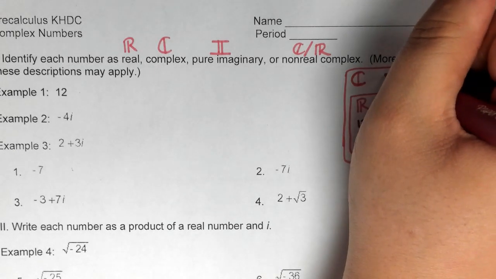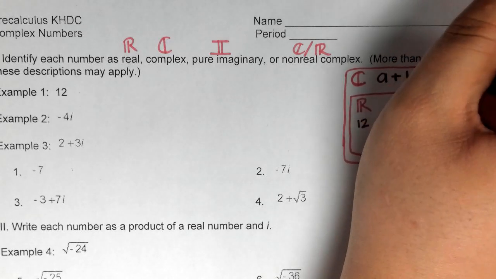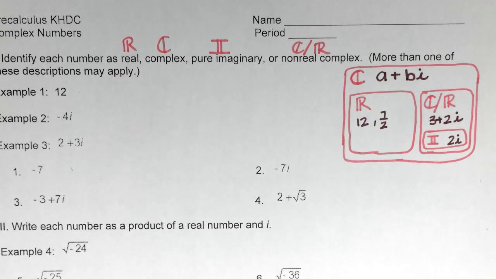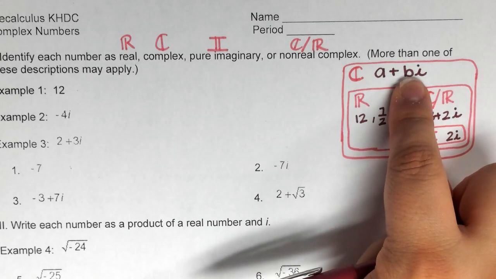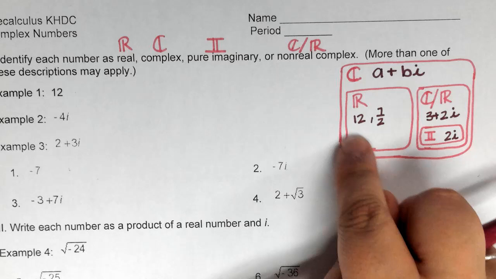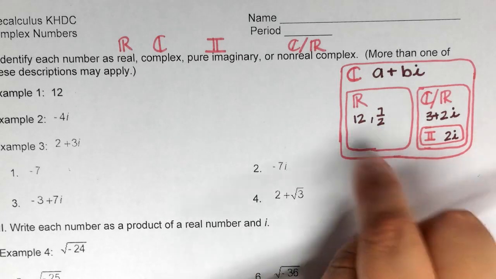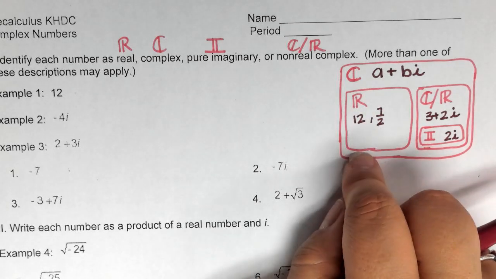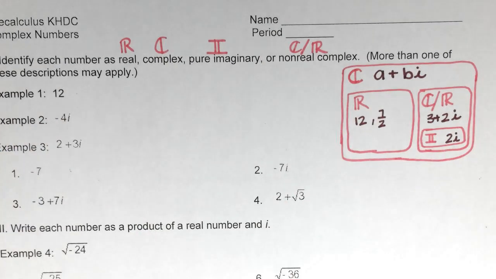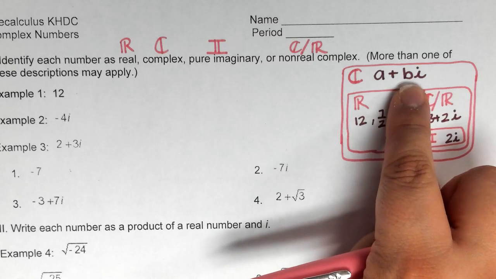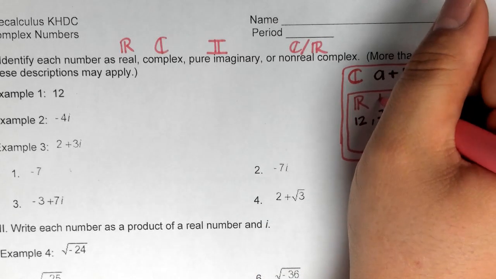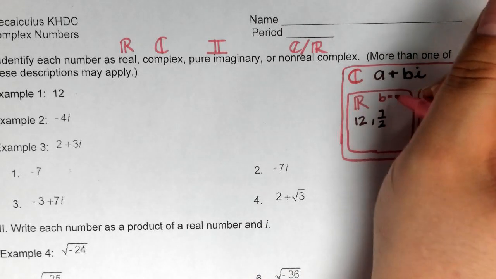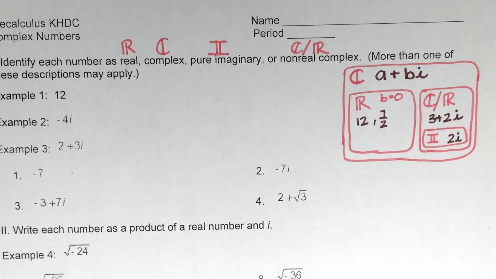Complex numbers are all going to be a plus bi. But wait, how can this be a plus bi and this has no i in the real numbers? Why does this have no i? i is imaginary. What's next to i? b. What would b have to be for real numbers? b is 0 for real numbers. So for real numbers, it has no imaginary component.